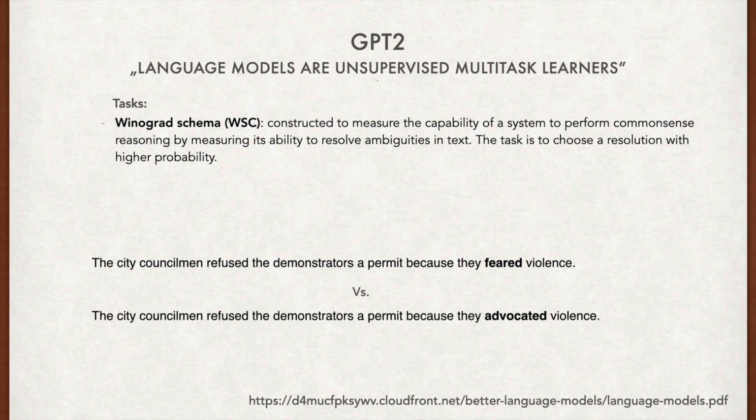Yet another interesting task, which is related, is the Winograd schema. The goal of this task is to measure the capability of a system to perform common sense reasoning by measuring its ability to resolve ambiguities in text. The task here is to choose a resolution with higher probability. As we can see in the example presented in the slide, we have sentences with 2 options included. Our goal is to detect which word fits better at a given position. And this can be done using a raw language model. We simply check the probabilities of those sequences and choose the sequence that is more probable.